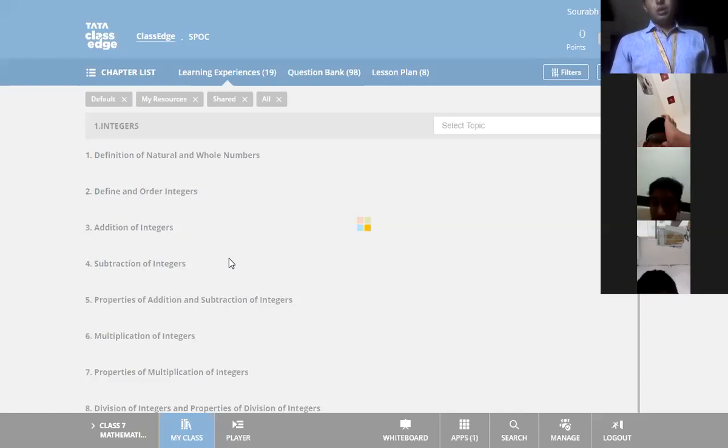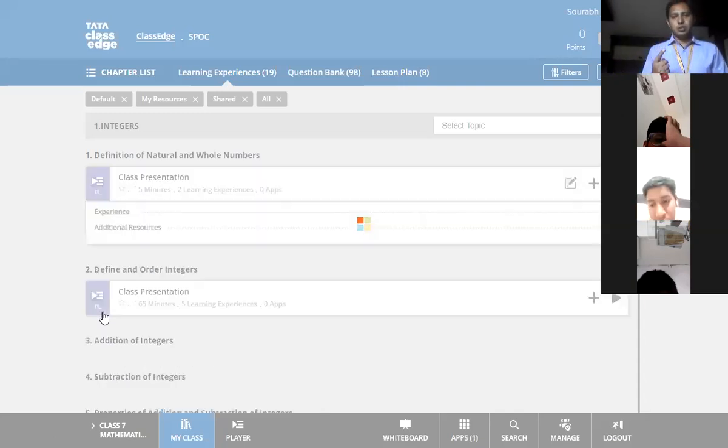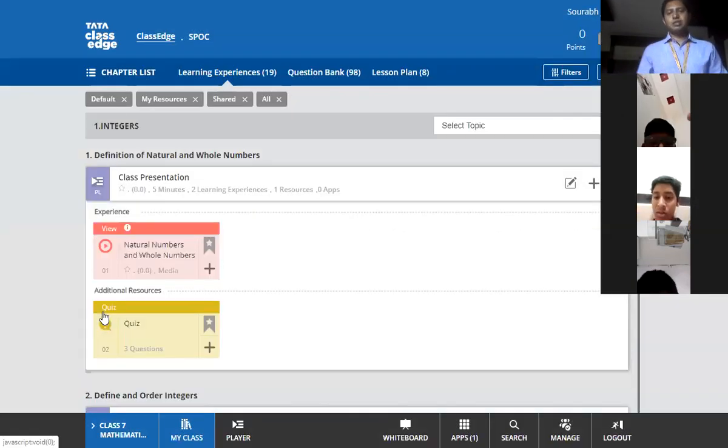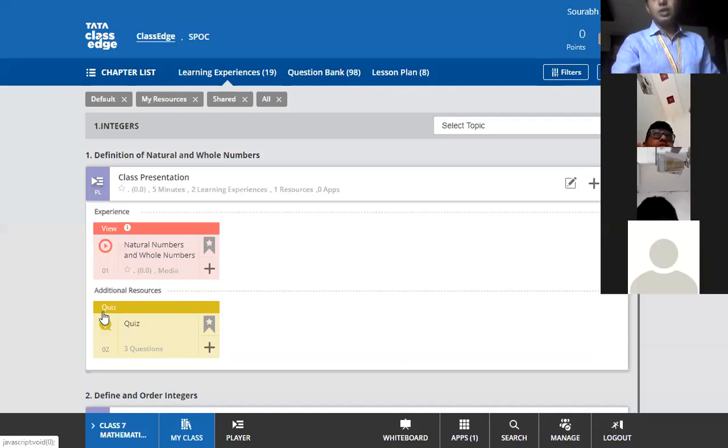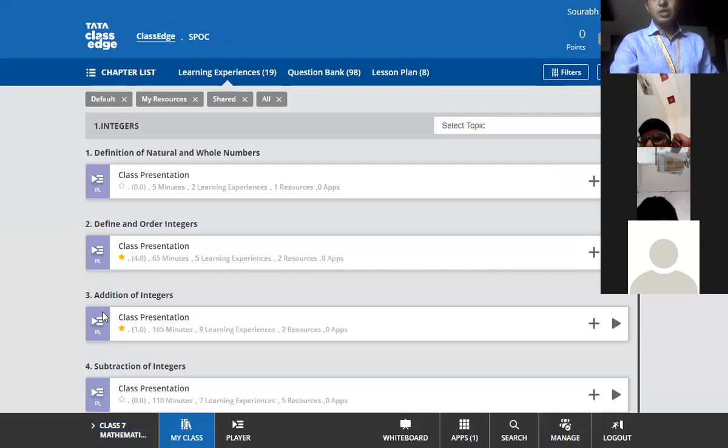Here we had discussed two numbers. One is natural number, that is all positive numbers, or we can say counting numbers, and another one is whole numbers, that is all positive numbers and 0.